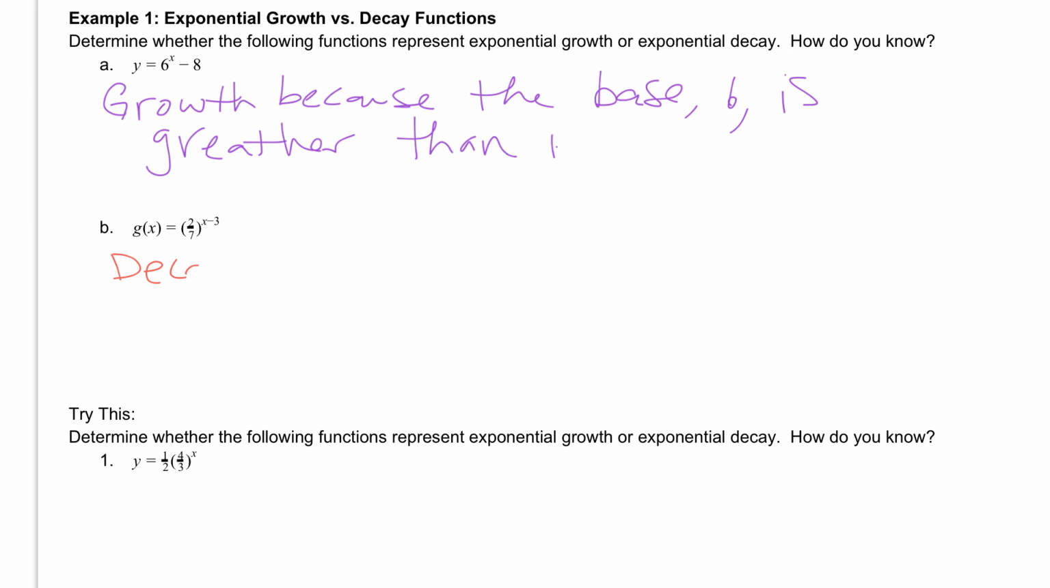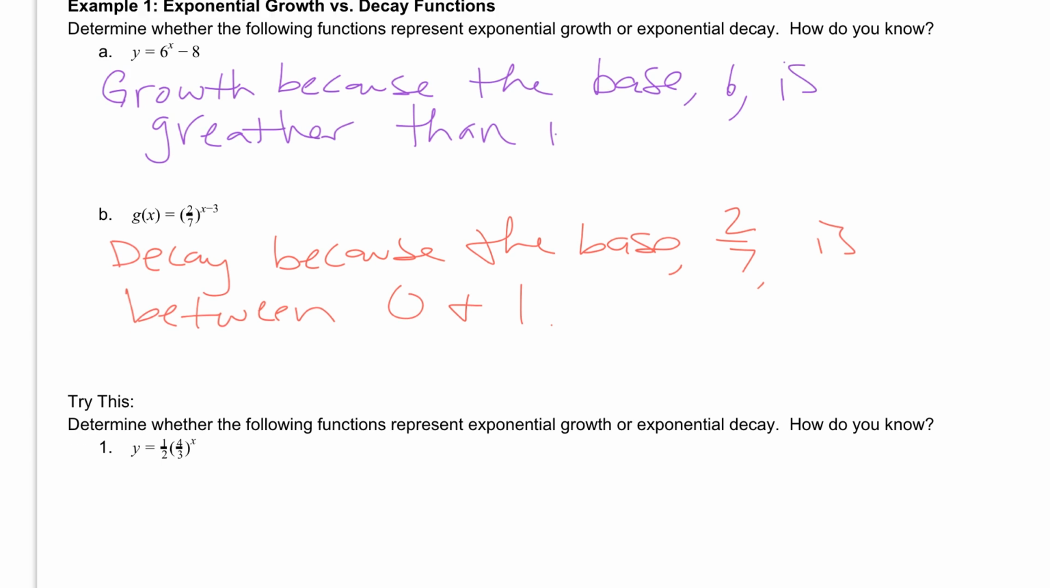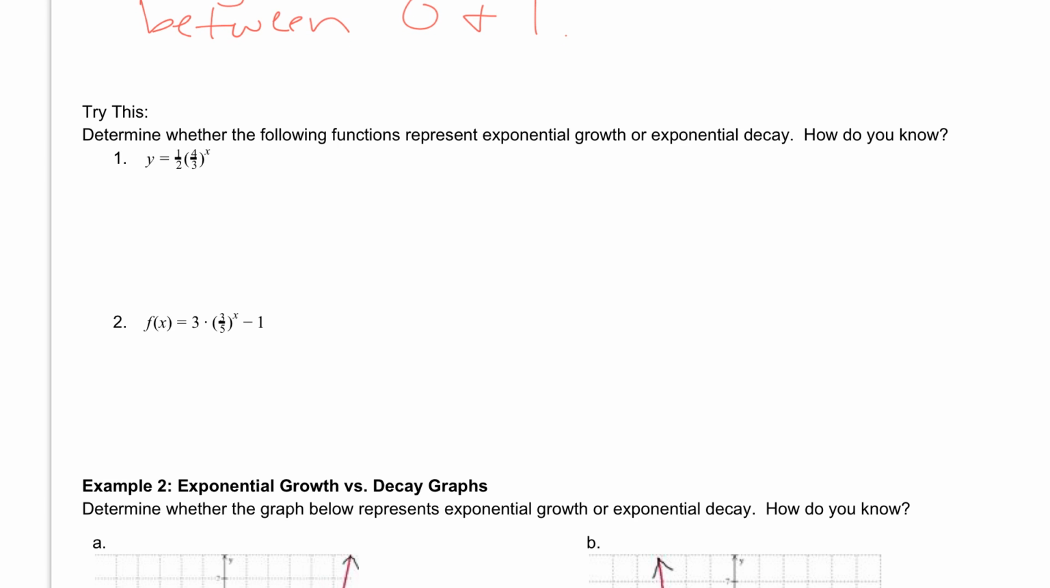So here we would say decay because the base, 2 over 7, is between 0 and 1. Next, I would like you to pause it and do the try this. Unpause it when you're ready to check your answer.